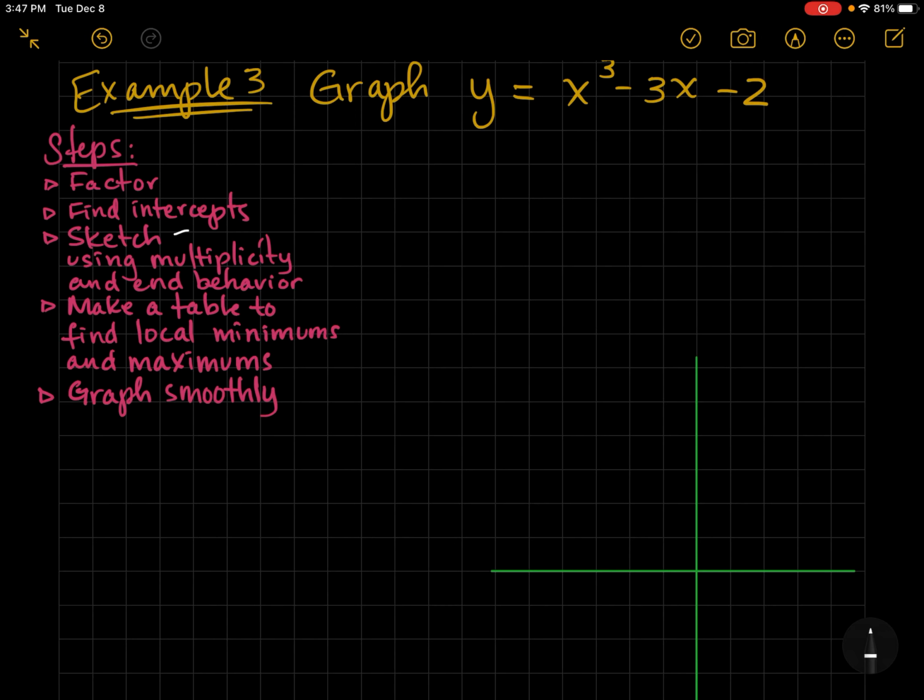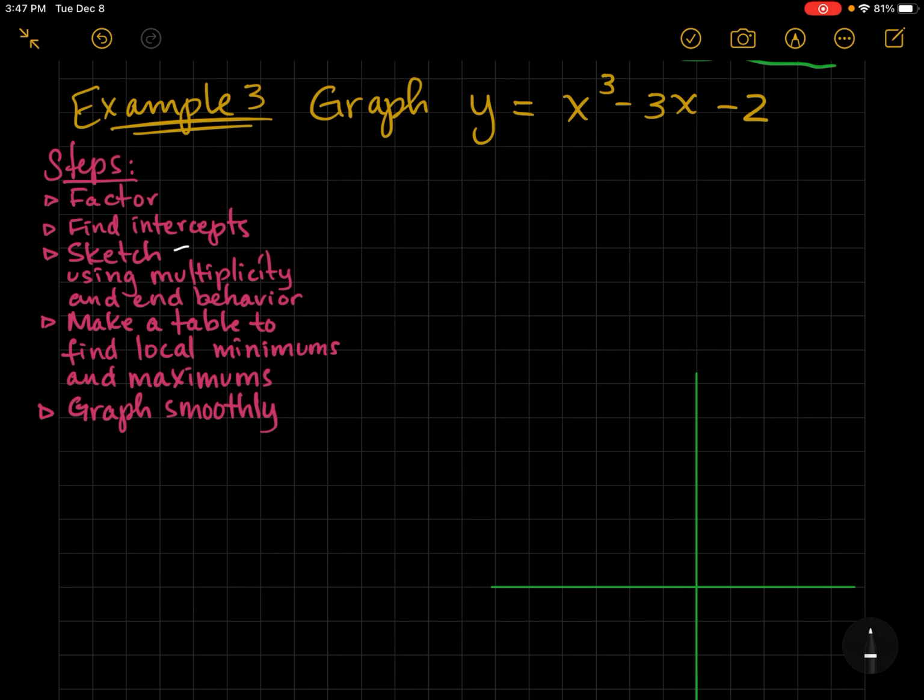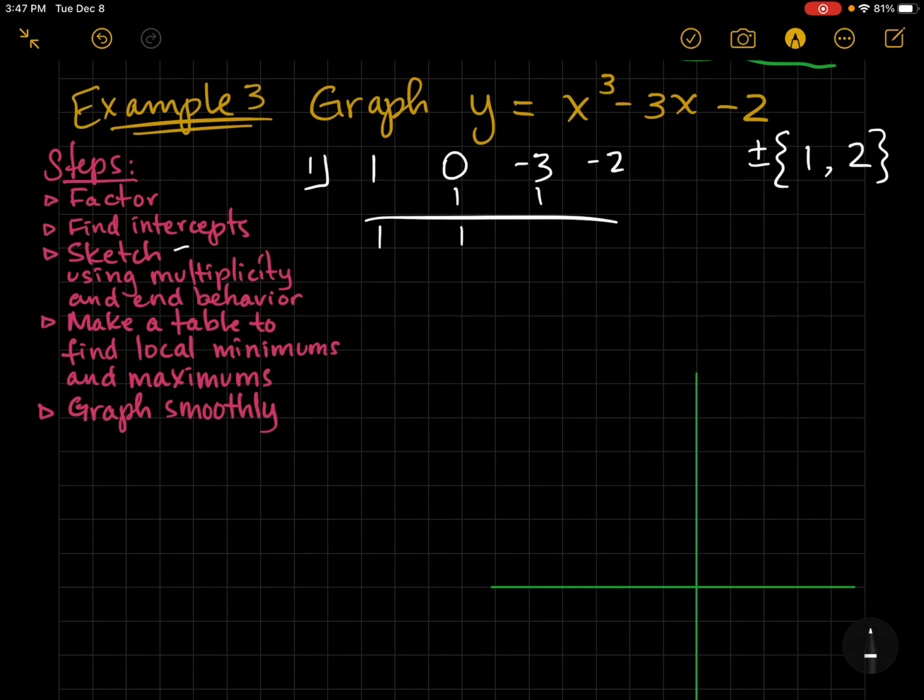The first thing I would do is come up with a strategy. This is a cubic, so a diamond is not going to work. There's no GCF, so I'm going straight in for synthetic division. Okay, I'm going to have possibles of plus or minus 1 or 2. I'm going to put my coefficients in. Notice I'm missing the x squared term, so I need a 0. And I'm going to try 1 and see if that works.